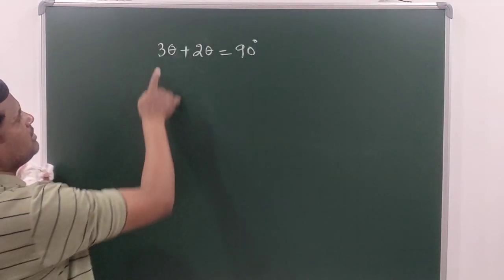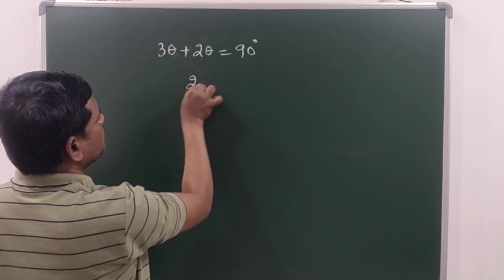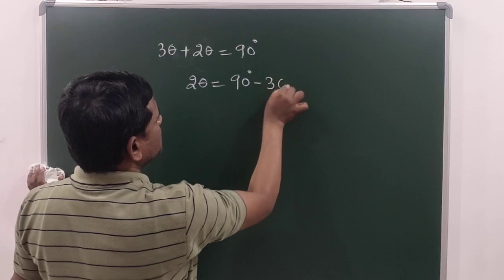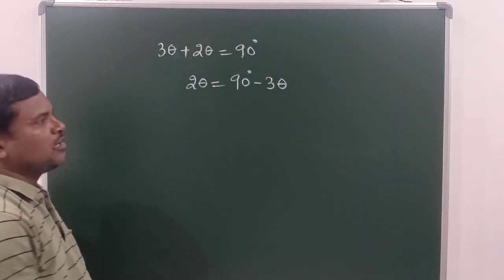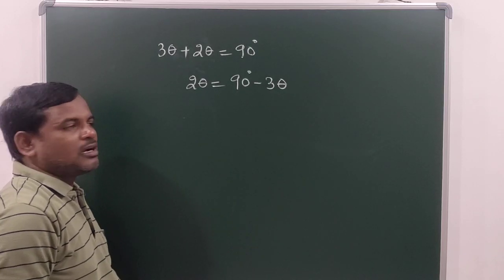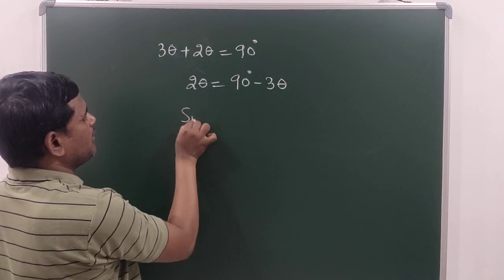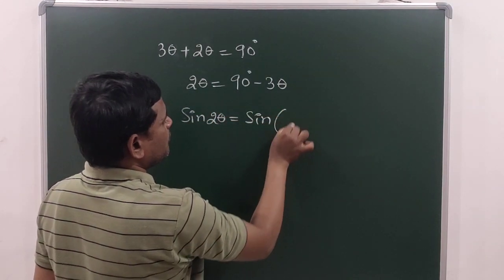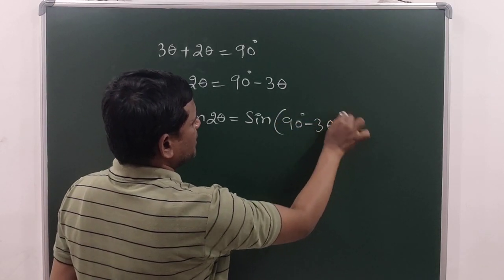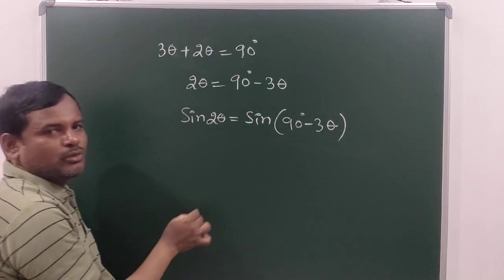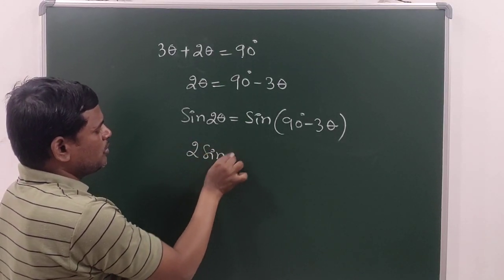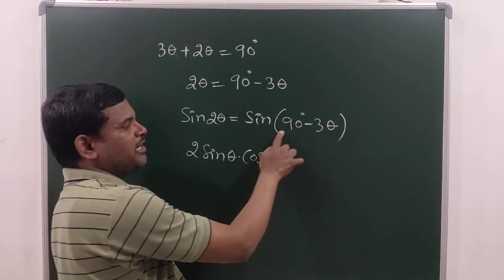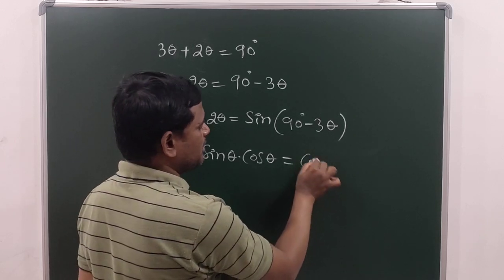See, in the next step, to transfer this 3 theta to the right side, what do you get on the left side? 2 theta is equal to 90 degrees minus 3 theta. Now apply sine on both sides, so that what do you get on the left side? Sine of 2 theta is equal to sine of 90 degrees minus 3 theta. You know sine 2 theta is equal to 2 sine theta into cos theta, and here sine of 90 minus theta is equal to cos theta.